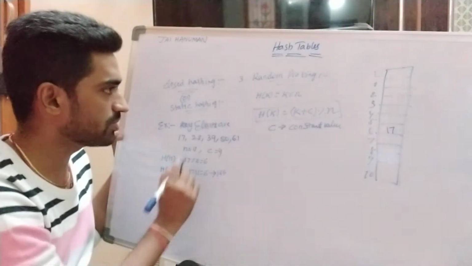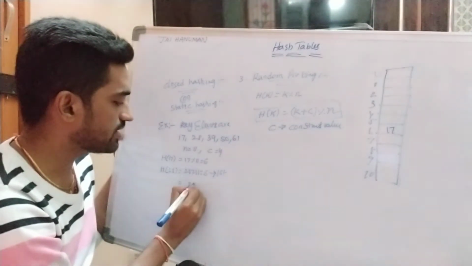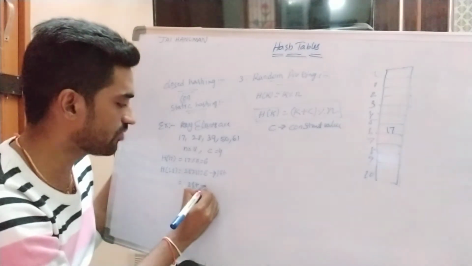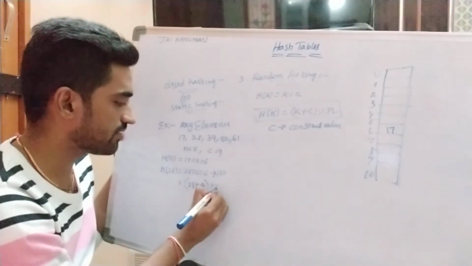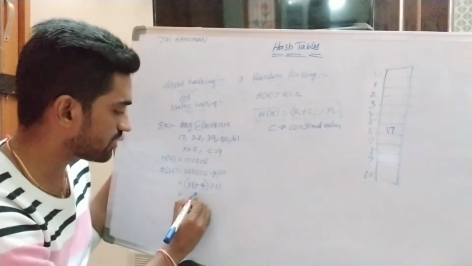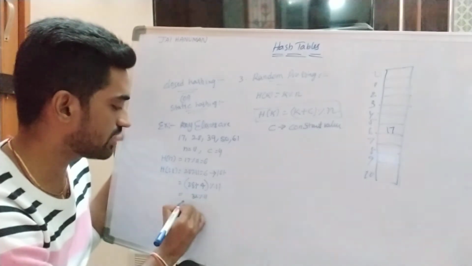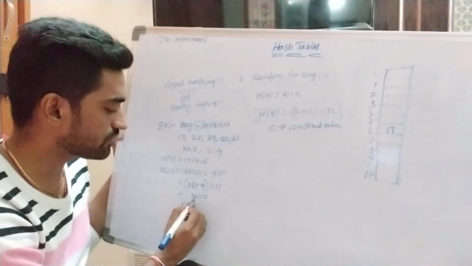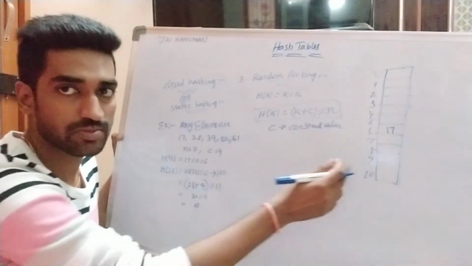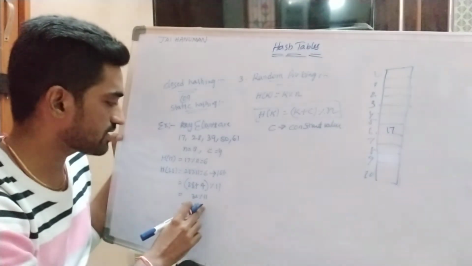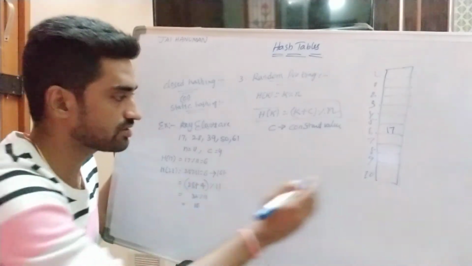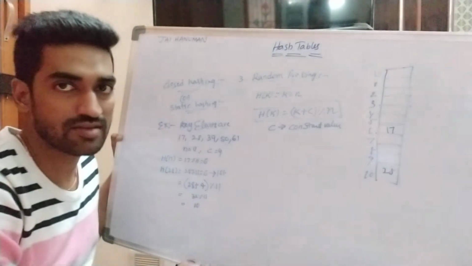Then we are applying random probing. What is the formula for random probing? 28 plus the constant value C, 4, modular division of 11. So 28 plus 4, which is equivalent to 32, modular division of 11. So 11 twos are 22, so 10. So the 10th position is a vacant position. So that's why no collision has occurred. Directly we add 28 at the 10th position. So now the hash table becomes like this, right?